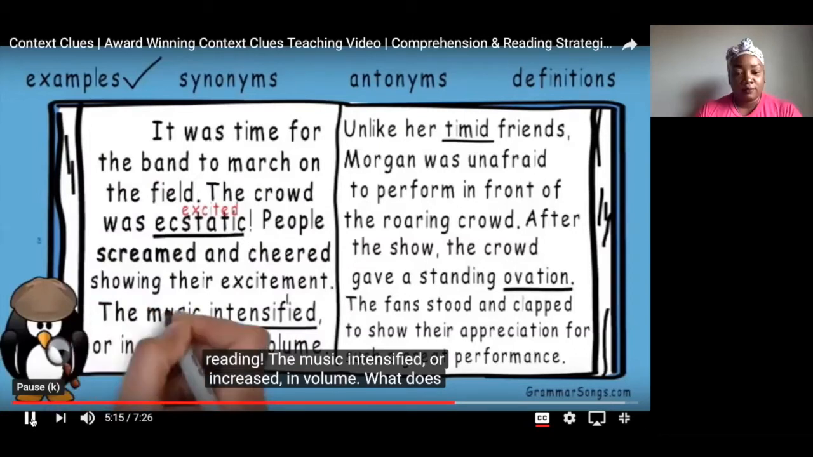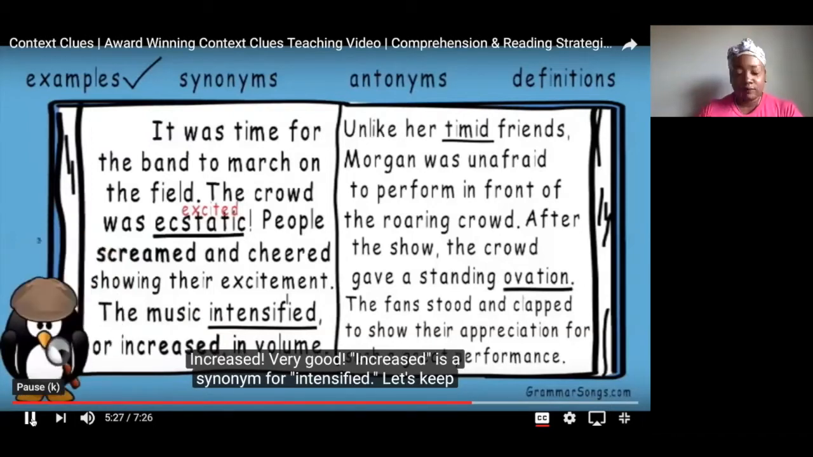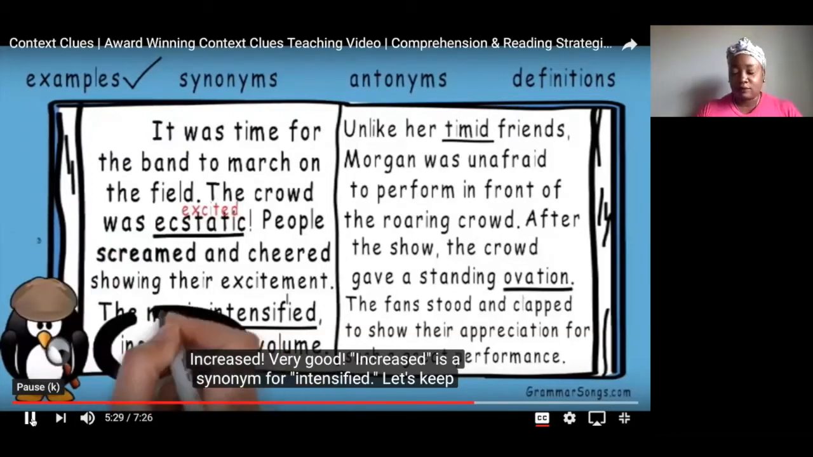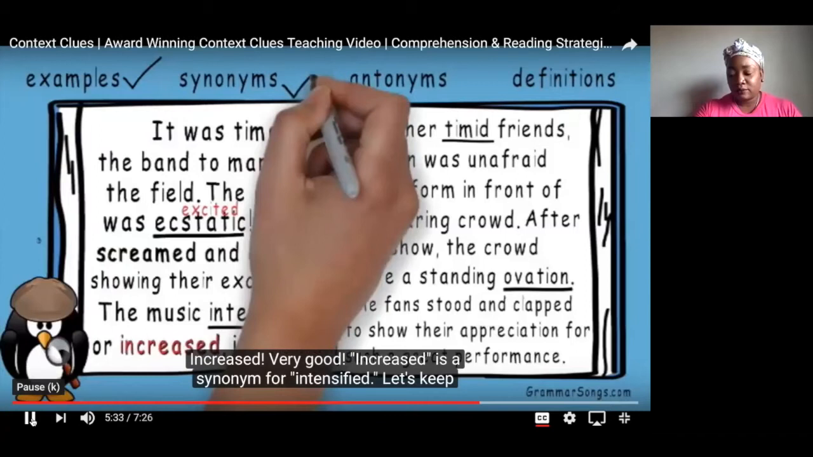The music intensified or increased in volume. What does intensified mean? Well, let's look for some context clues. I think I see one. Increased. Very good. Increased is a synonym for intensified. Let's keep reading.